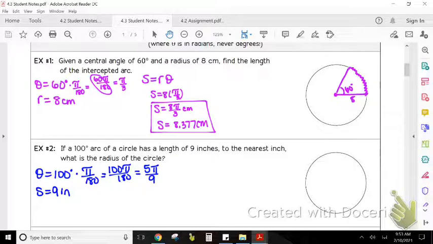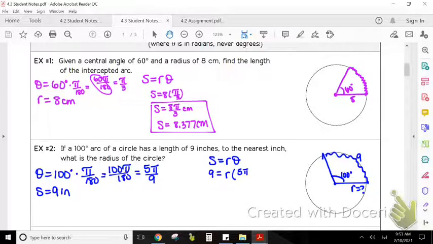So we could look at it like this. We don't know the radius, but we know our angle is 100 degrees, so it's going to be a little obtuse angle here. Our arc length here is 9, and we're looking for this radius here. So I can use the same formula. The arc length is equal to the radius times theta. Plug in what we know. Our arc length was 9 equals our radius, which we don't know, times theta, which is 5 pi over 9.